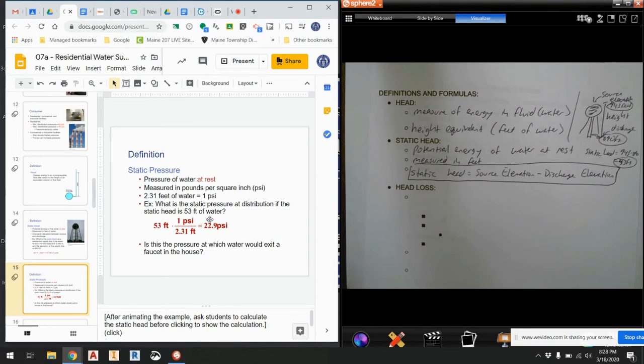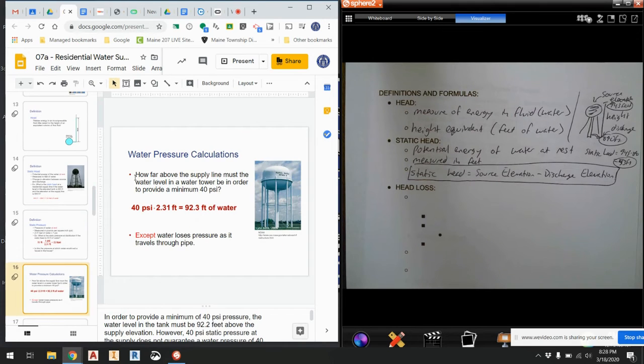So if you happen to be 53 feet underwater, you would have 22.9 pounds of pressure pushing on every square inch of your body. And that's why your eardrums would very likely have a difficult time withstanding that kind of pressure. All right. So there's a way to directly convert from head to pressure.